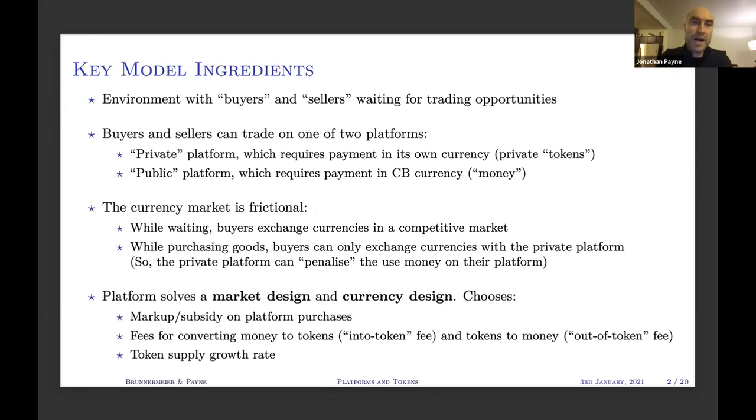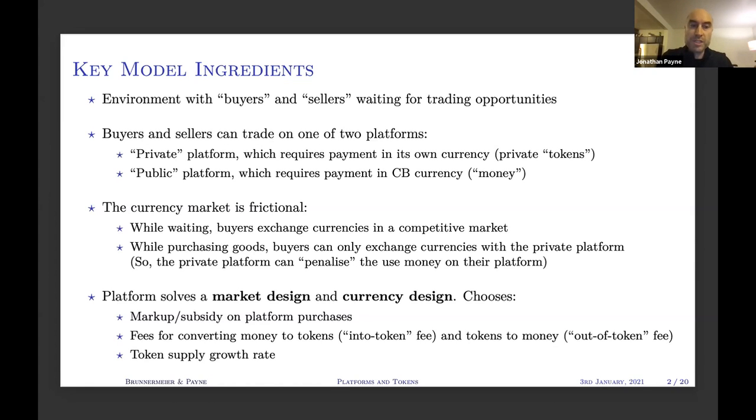The difficulty for these buyers and sellers is that this currency market is frictional in the sense that while they're waiting for the trading opportunity, the buyers are able to exchange currencies in a competitive market. But when they get this trading opportunity and they're trying to purchase goods, buyers can only exchange currencies with the private platform. So this gives the private platform some power in this world to penalize the use of money on their platform.